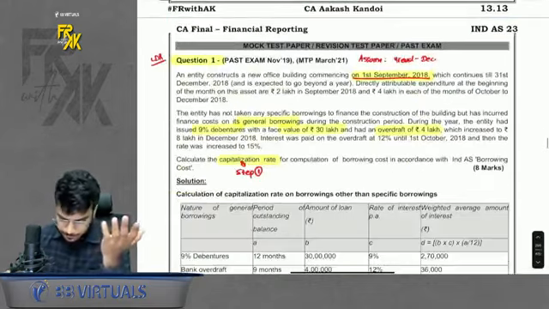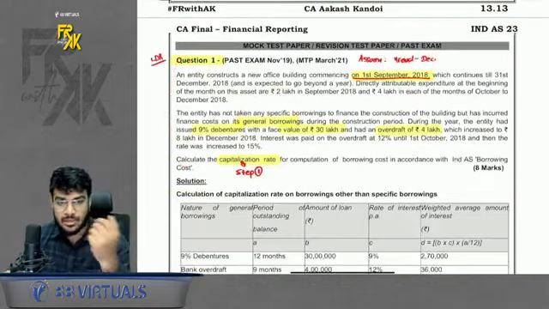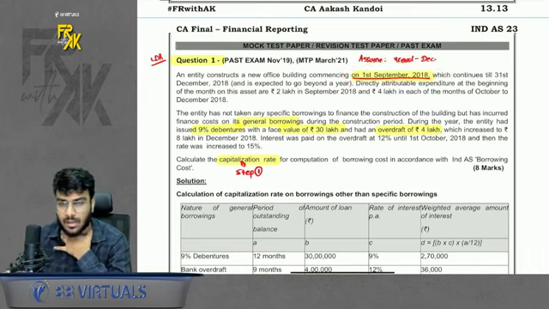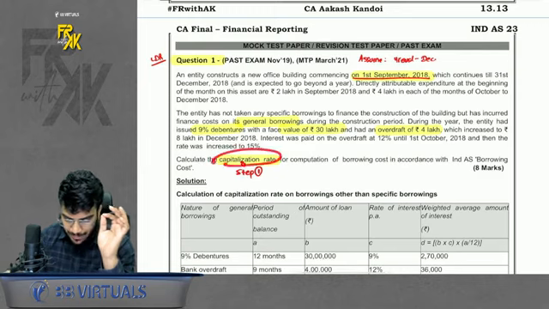Okay. Then question number 1, a very interesting question. What does it say? It says that we started the construction in September. Okay. We had 2 borrowings. Note here only capitalization rate is asked.